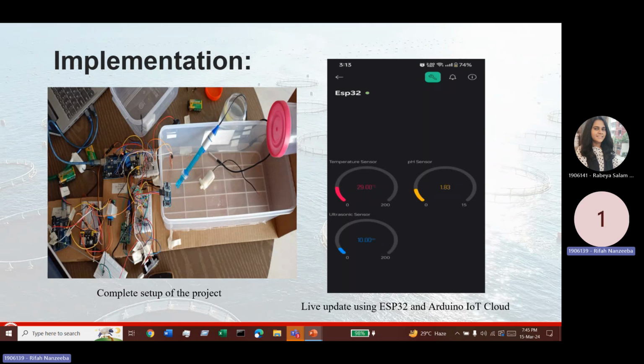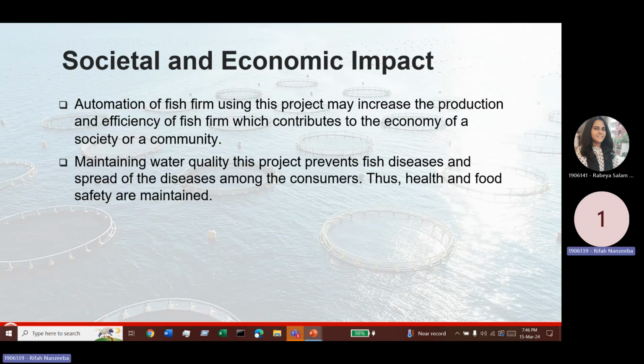So this is the implementation of our project, and on the left side we can see the hardware setup of our project, and on the right side we can see an app where we can see the temperature, pH level, and water level height of our system. So the next slide will be presented by 1906141.